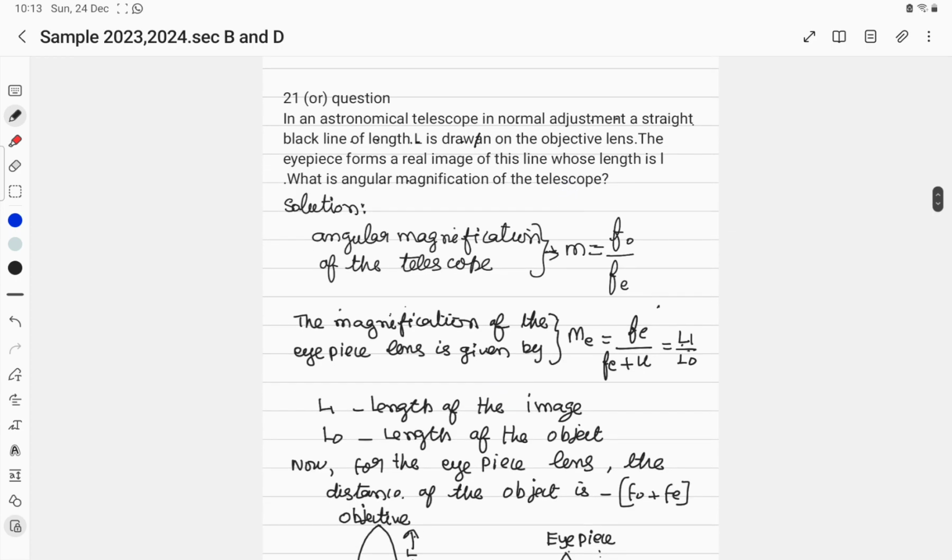Question 21 or question. In an astronomical telescope, in normal adjustment, a straight black line of length L is drawn on the objective lens. The eyepiece forms a real image of this line whose length is l. What is the angular magnification of the telescope?